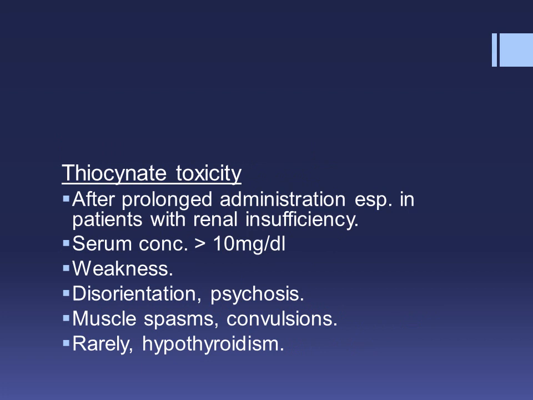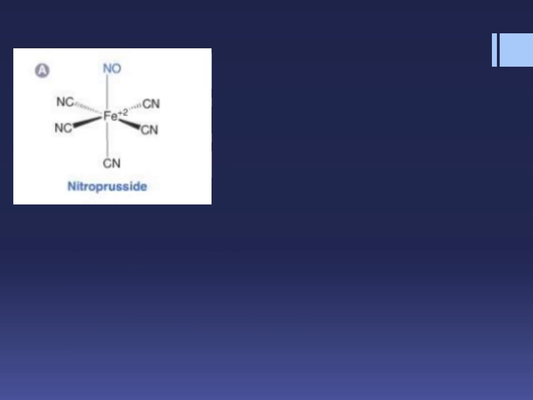So, thiocyanate toxicity occurs especially in patients with renal insufficiency. If the serum concentration is more than 10 milligrams per deciliter, it is characterized by weakness, disorientation, psychosis, muscle spasm, convulsions, and hypothyroidism. This is sodium nitroprusside, which, as we discussed at the beginning, consists of five cyanide groups, one nitroso moiety, and iron.